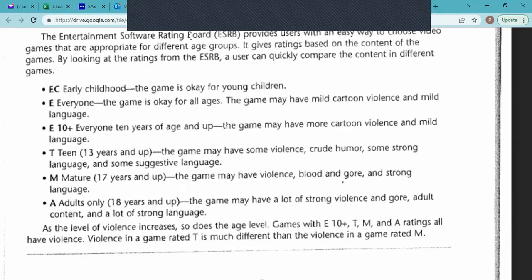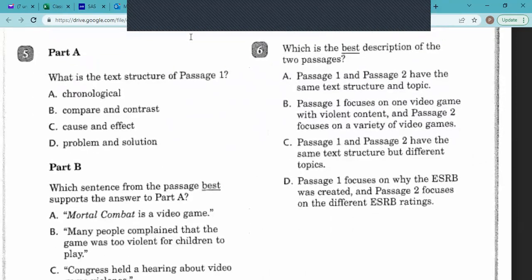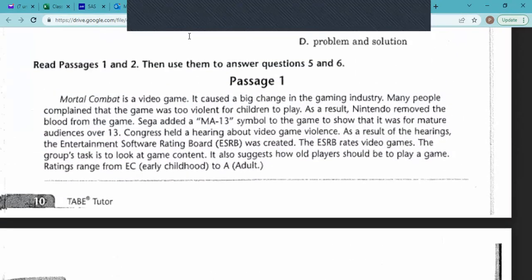All right, so going back to that question, number 5, your answer is going to be B. It is chronological order. So, oh, I'm sorry. I've got to go back to here. All right. Let's see. I'm sorry. It is C. All right. It is C. It is cause and effect. Now, the writer's going to explain how a violent video game can lead to the creation of the rating board, or the rating system. So cause and effect. So looking back at that.